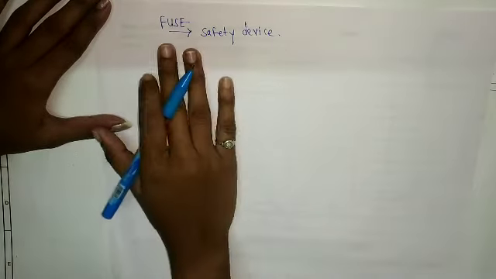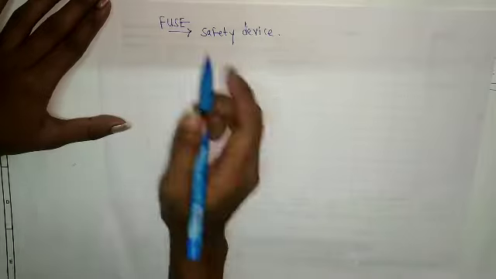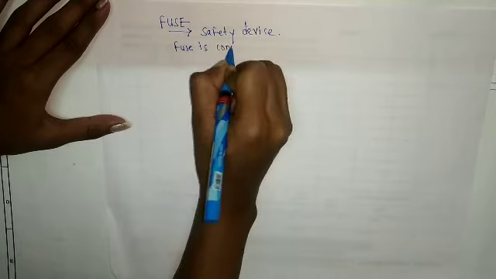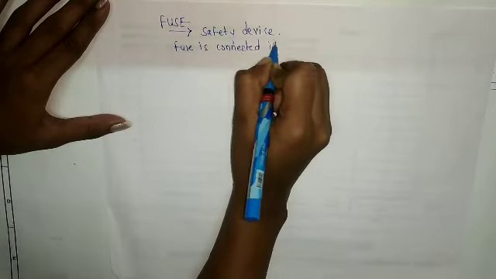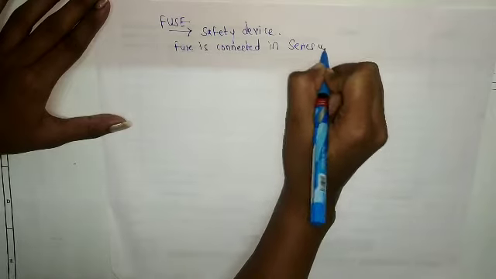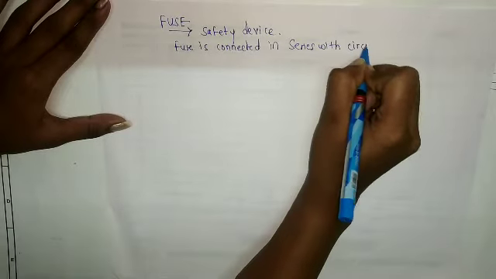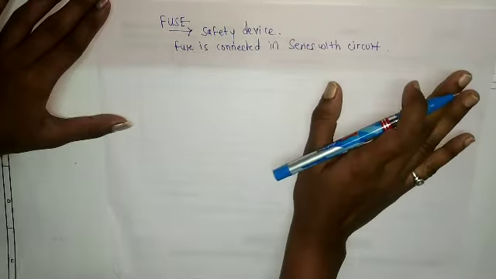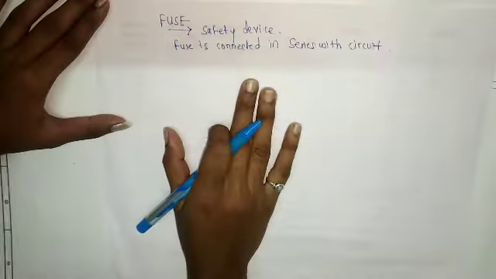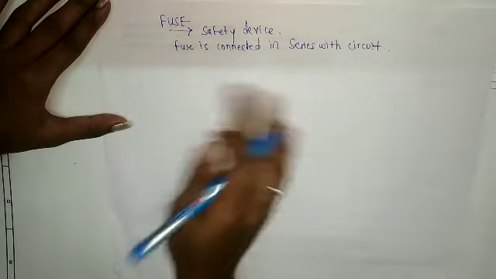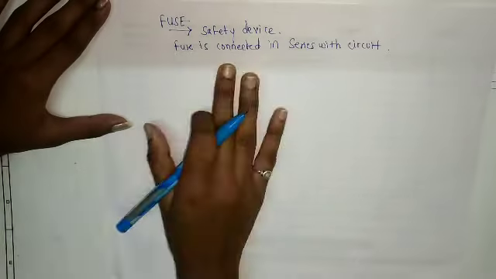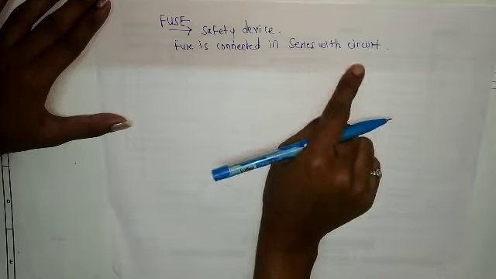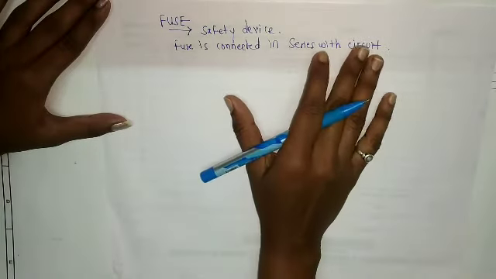This fuse is connected in series with the circuit. So how is the fuse connected? Fuse is connected in series with circuit, which protects the electrical appliance from damage. Are you okay with the definition? Have you got the definition? If you have any problem, please comment or you can WhatsApp. So this is the basic definition: fuse is a safety device which is connected in series with circuit to protect the electrical appliance from overcurrent.